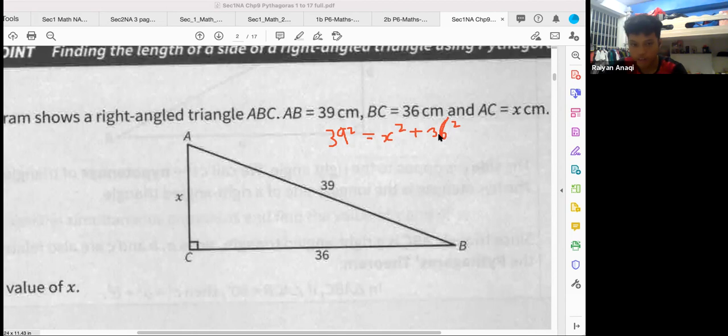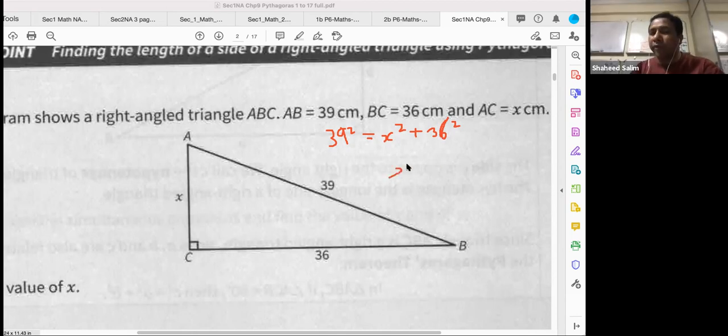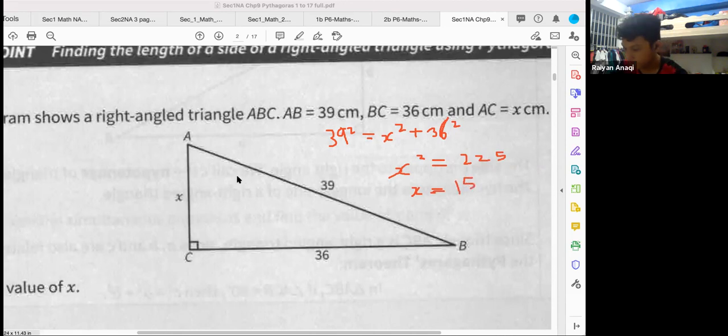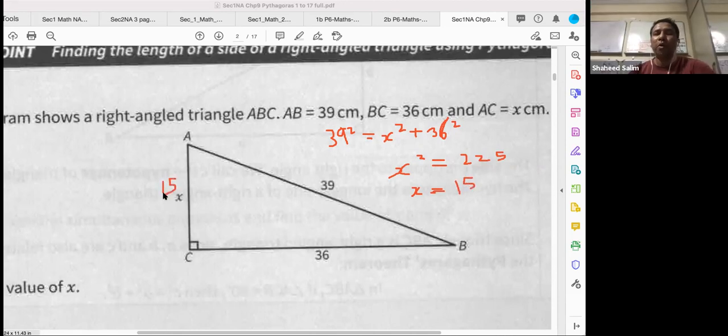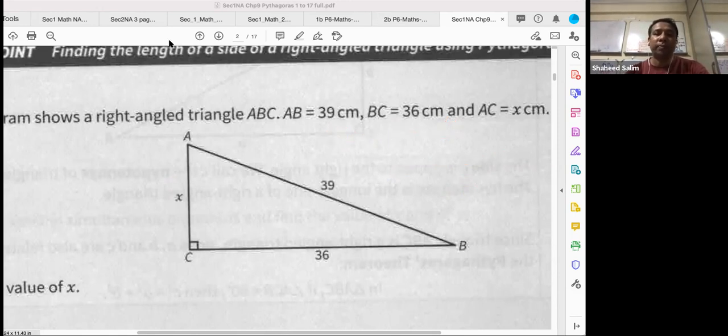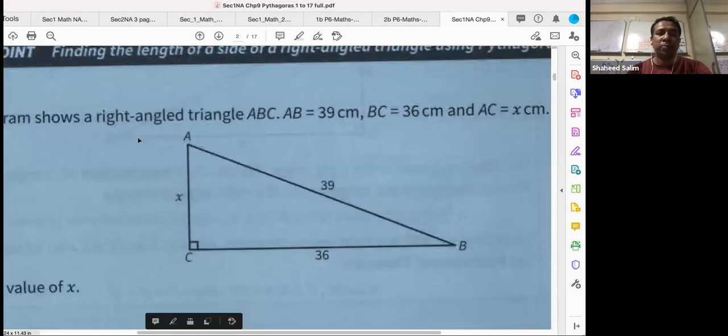Is the answer 225? 225, correct. So 225 is for the x squared. So now what is x? You take the square root. 15. Okay, so that's all there is to it. But we practice and practice and practice. I think that's what we need to do, practice until you are clear, because it's something new. This is like a magic formula, but it's a 2000 plus year old formula.